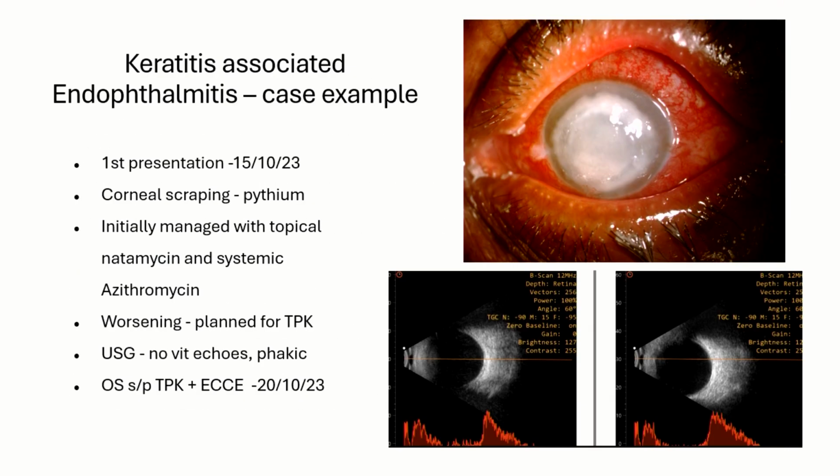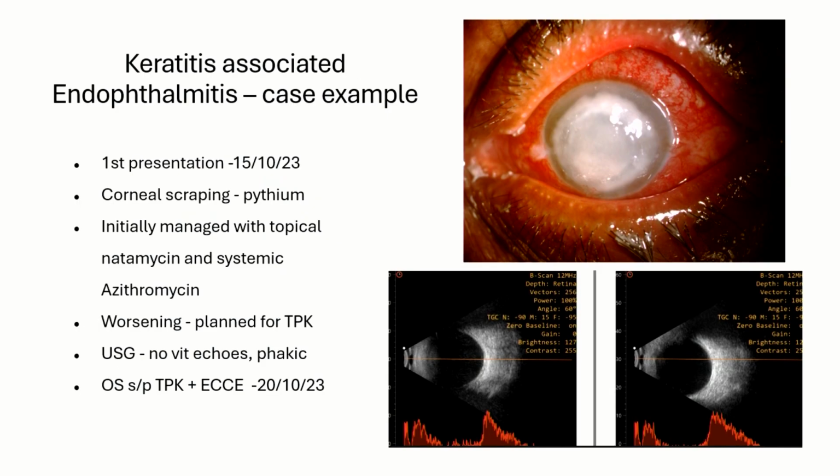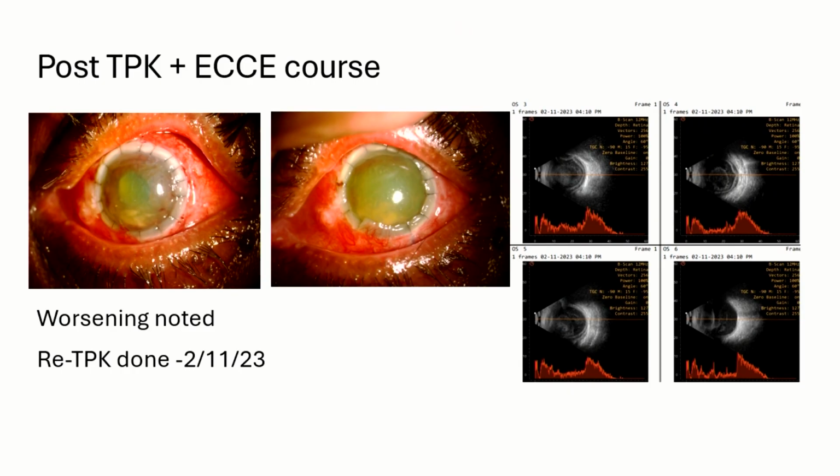So this is a patient who presented with a corneal ulcer. At initial presentation, the ultrasound was okay. The corneal scraping showed Pythium. Pythium is a strange organism. Nobody knows whether it's a bacteria or fungi. It belongs to fungi but behaves like bacteria, and doesn't respond to treatment very nicely. Post TPK with ECC, this is with the lens. I have not shown the lens echo, but you see how the lens is an important barrier. And after that, she worsened.